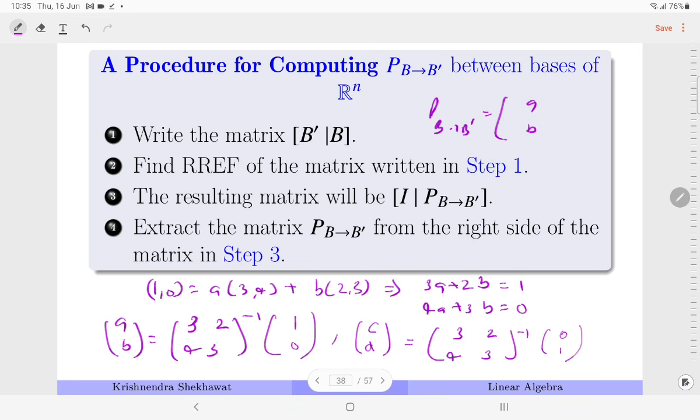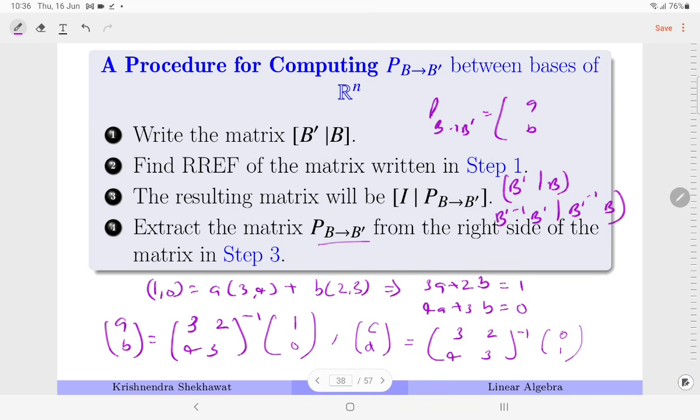The same I am doing here. Actually, when I write it as [B dash | B], then I am multiplying B dash inverse to both. So I am not multiplying B dash inverse to B as a whole. Actually, I am multiplying B dash inverse to the first column, which is (1, 0), and then to the second column, and that gives you P from B to B dash.